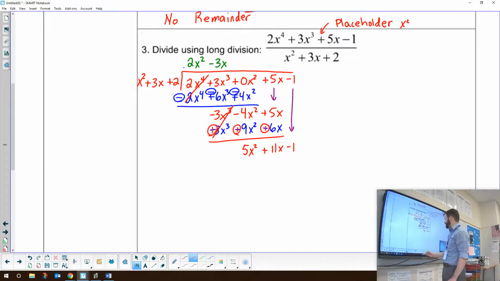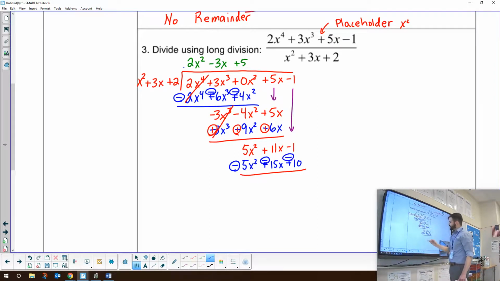So we're going to say, okay, x squared times what equals 5x squared? That's just going to be a 5. So 5 times x squared is 5x squared. 5 times 3x is 15x. 5 times 2 is 10. We're going to draw the line, change the sign. It's become a minus, this can become a minus, this is going to become a minus.